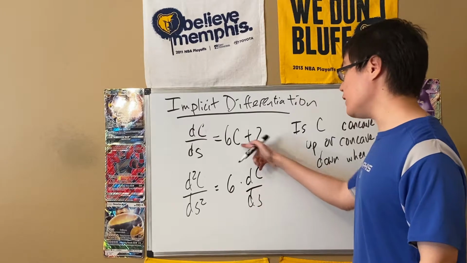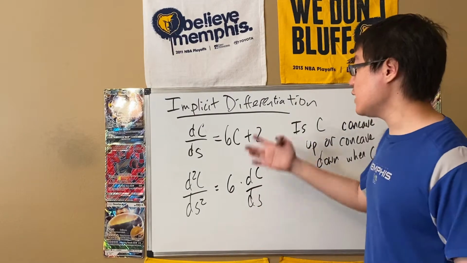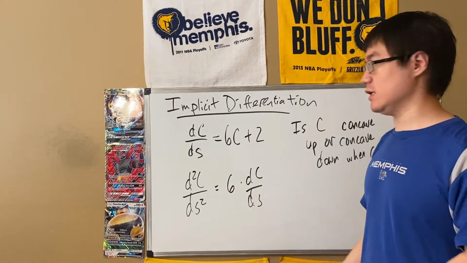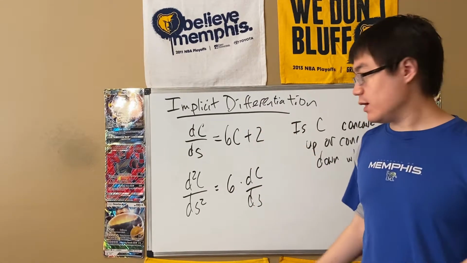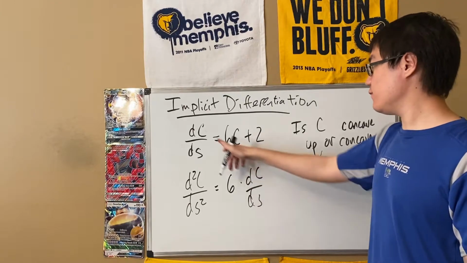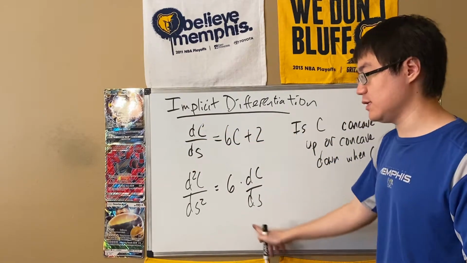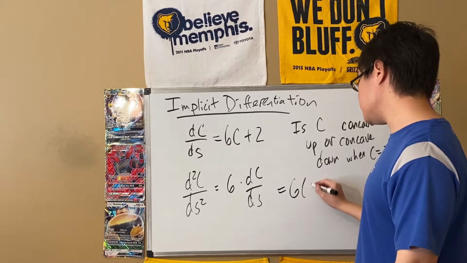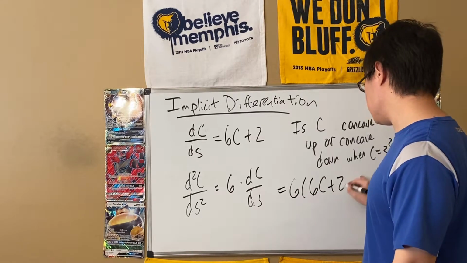The derivative of c itself. Again, notice how tricky this is. If you're not being careful, it is very easy to write just 6. Now what we're going to do is replace 6c plus 2 with the derivative, because it says dc ds. So we can substitute it in. So it's going to be 6 times 6c plus 2.